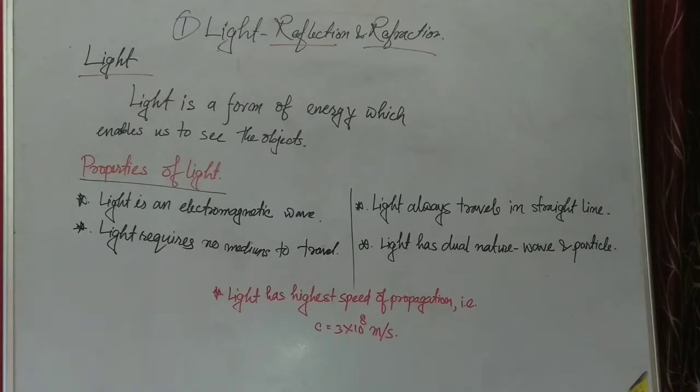The second point is that light requires no medium to travel. Our sound requires some medium; if there is no medium, we cannot hear sound. But light is not like that. Light never requires any kind of medium. It can pass through vacuum. Vacuum means there is nothing. There is no source to carry light from one point to the other. That means light requires no medium.